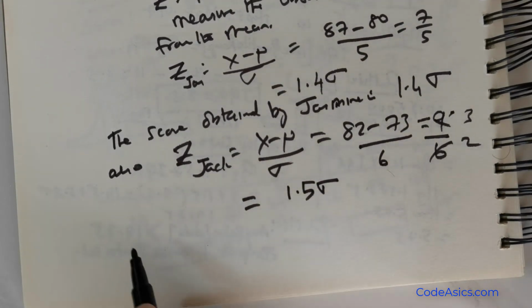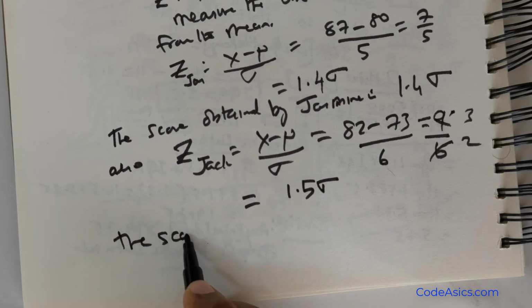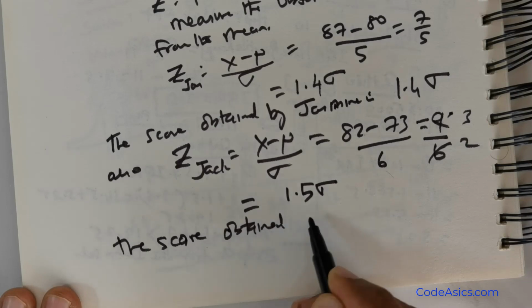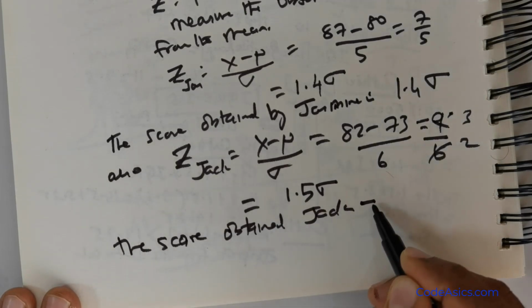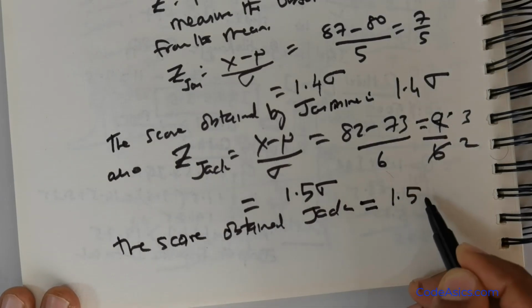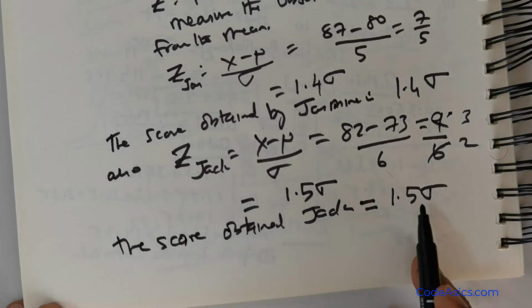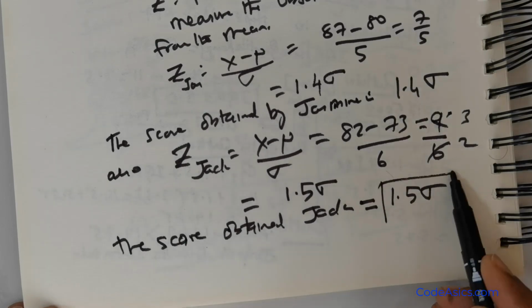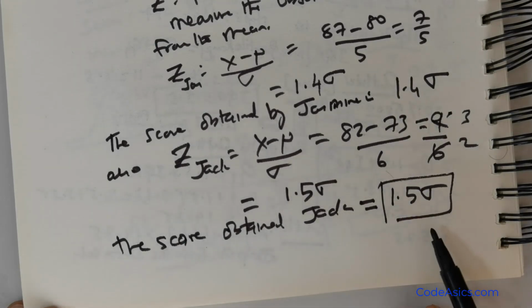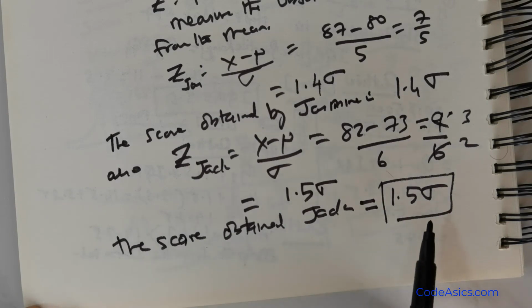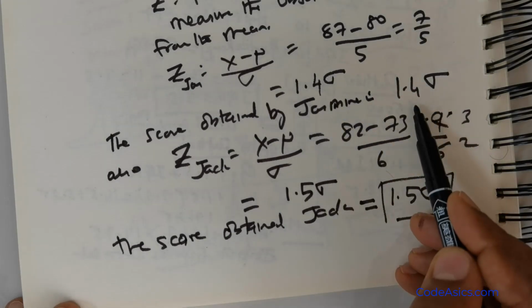So what is the meaning of this? The score obtained by Jack is 1.5 times the standard deviation. So that would mean this person has gone further away from the mean. So you compare this. Who has gone further away from the mean? That is the gauge, or that is the indicator for the winner. So in this case, this person has traveled further away from the mean than this person, Jasmine, right?